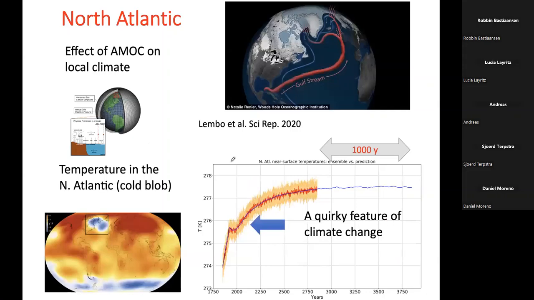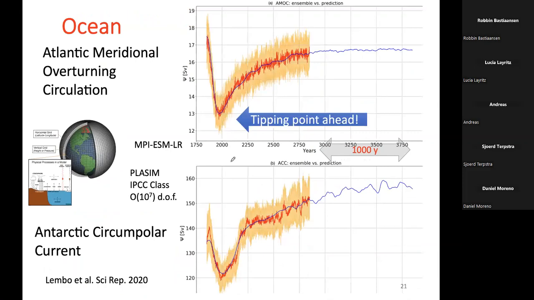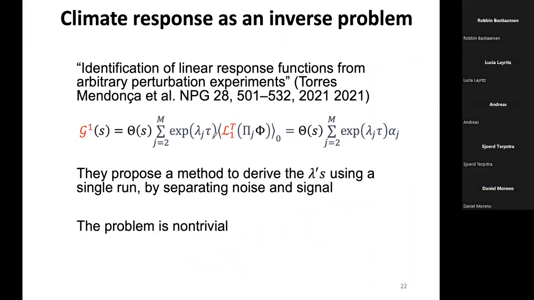More recently, with Valerio Lembo, we applied this also on an actual Earth system model, and we managed to reproduce very well quite quirky properties of climate change, like the cold blob in the North Atlantic, as well as the response of the thermohaline circulation and the Antarctic Circumpolar Current to CO2 increase. And we see, as an example, a great sensitivity of the thermohaline circulation, which indicates, and this can be made clear in a moment, the proximity of a tipping point that many people, including some members of our team in TIPES, are studying with great care.